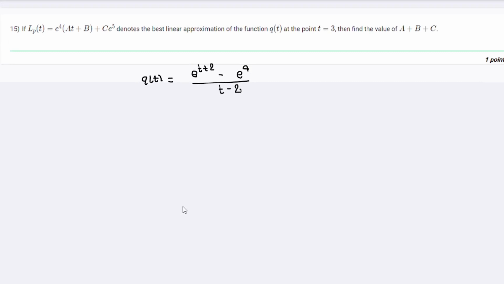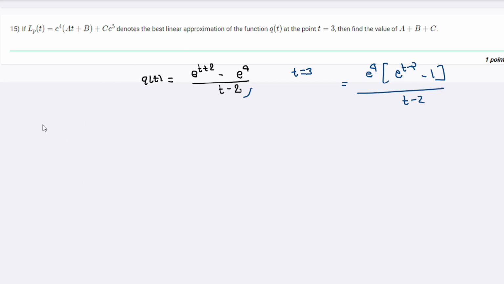In question number 15, we have to find the value of a plus b plus c based on the linear approximation, whose coefficients are a, b, c. So we will do the same process that we have done in question number 14. When t is equal to 3, this particular function deals with q of t, which is equal to e to the 4, e to the t minus 2 minus 1, divided by t minus 2.